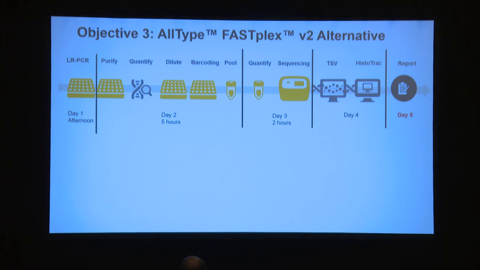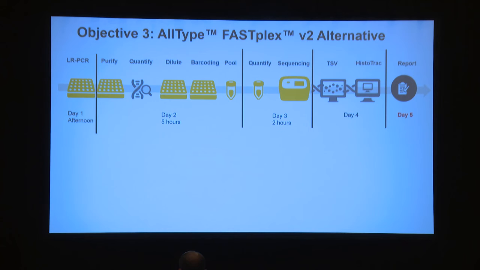And this is not the recommended timeline of One Lambda, but this is the timeline that fits our staff and workflow. So in day 1, usually we start in the afternoon with the long-range PCR and leave it overnight. The next day we do the purification, and then the quantification, then the diluting, barcoding, and then pooling. We stop here in day 2, and then take it to day 3, which is quantification and then sequencing.